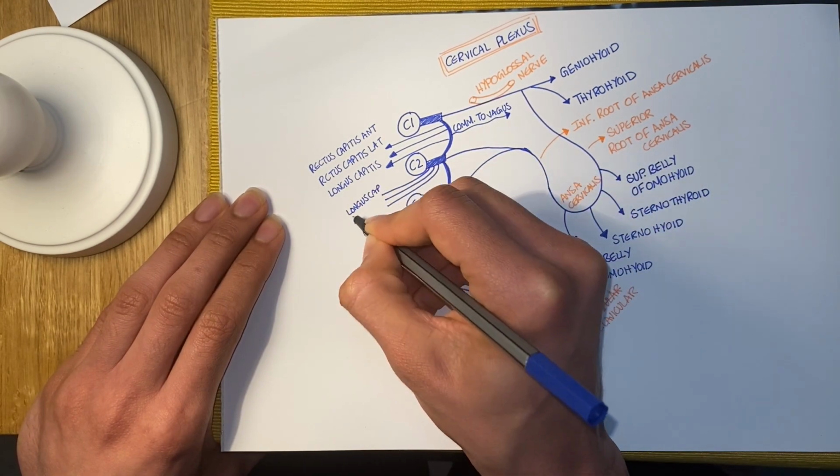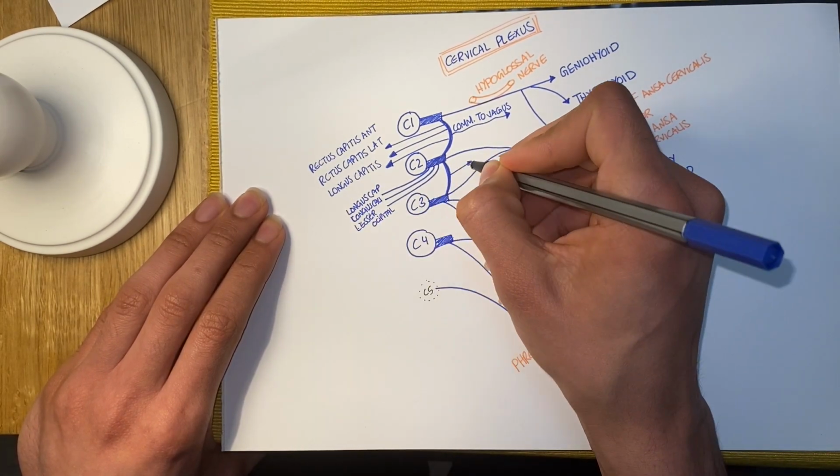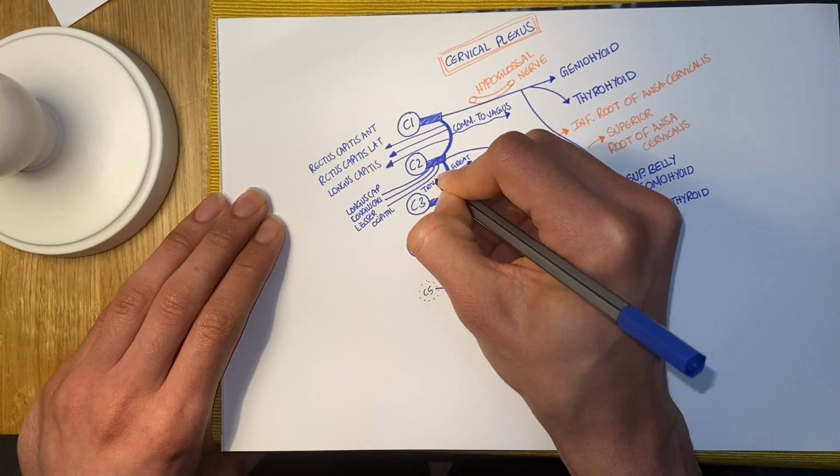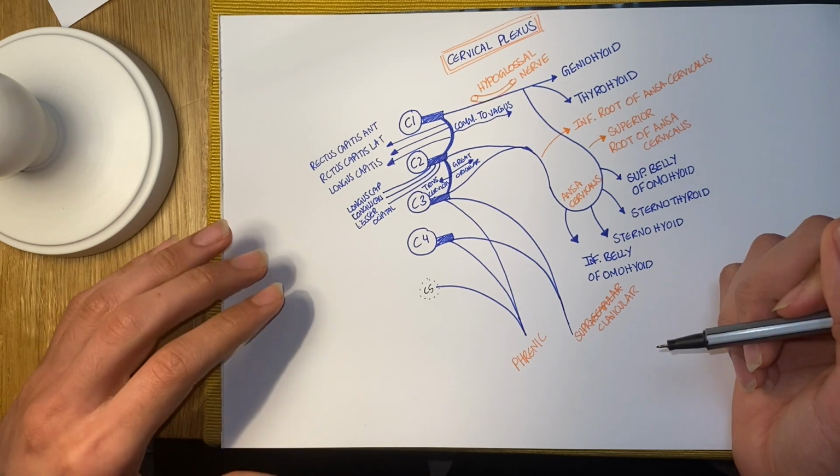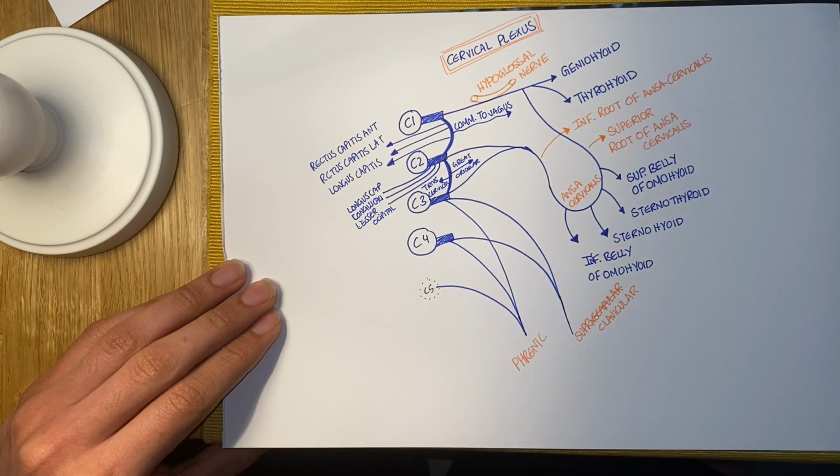Between C2 and C3, first from C2 we have longus capitis, longus colli, and lesser occipital. And between C2 and C3 we have the greater auricular and transverse cervical.